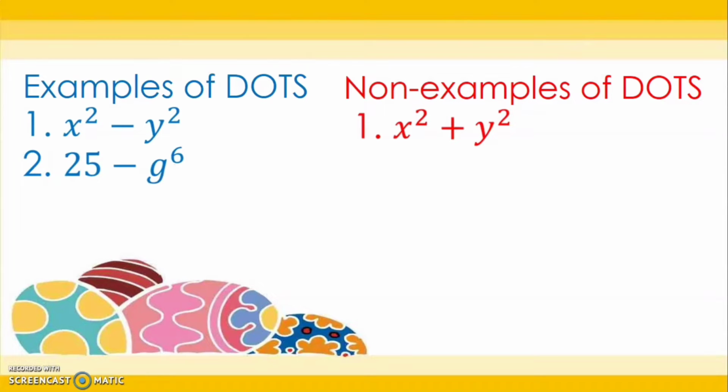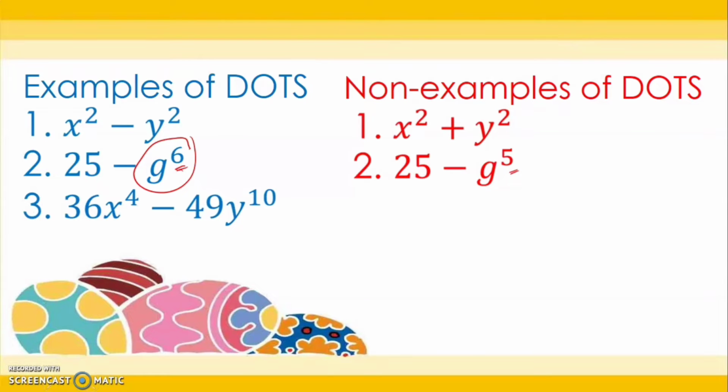Another pair of polynomials, we have 25 minus g raised to 6 and 25 minus g raised to 5. So as you can see, the difference between the two is the exponent of the second term. We have here g raised to 6 and we have here g raised to 5. So what makes 25 minus g raised to 6 an example of DOTS is g raised to 6 is a perfect square. So how do we identify if the variable is a perfect square? By just simply looking at its exponent. If the exponent is an even number or divisible by 2, it is a perfect square. Therefore, g raised to 6 is a perfect square. While g raised to 5, as you can see, the exponent is an odd number, therefore it is not a perfect square and not an example of DOTS.